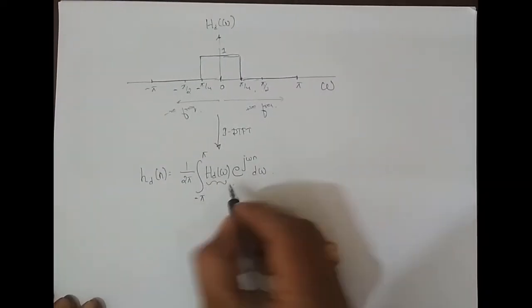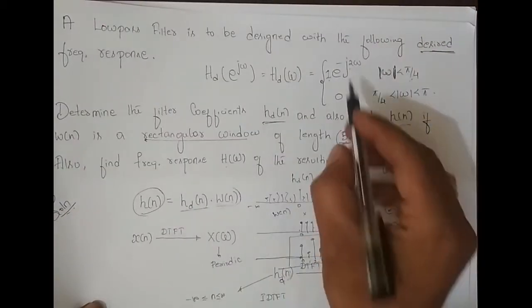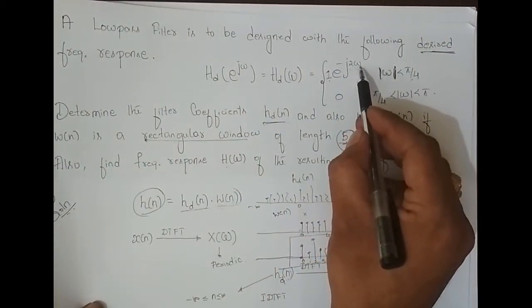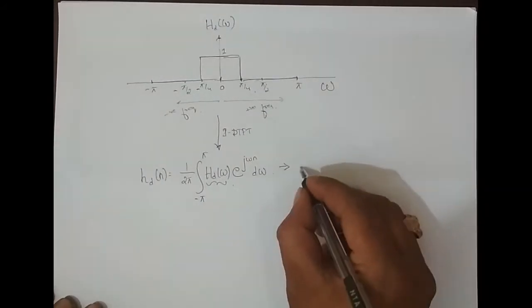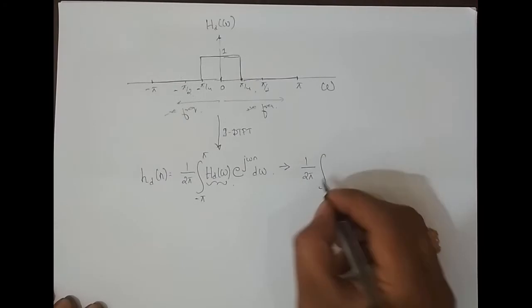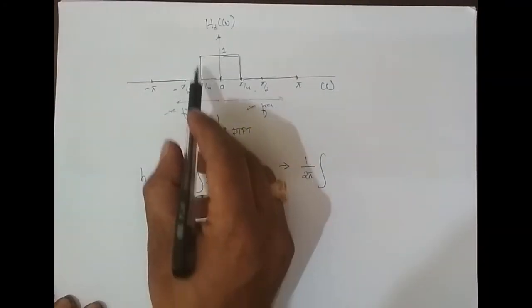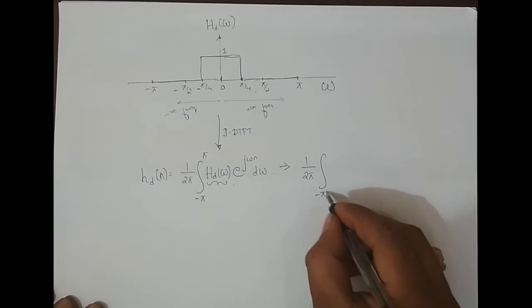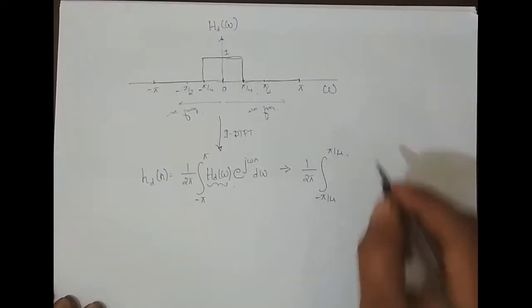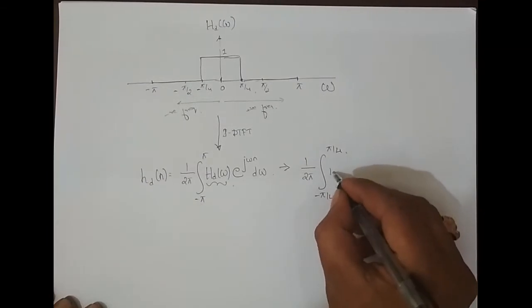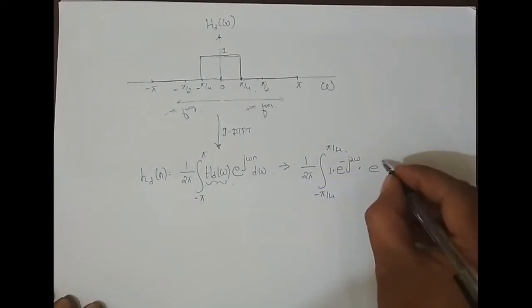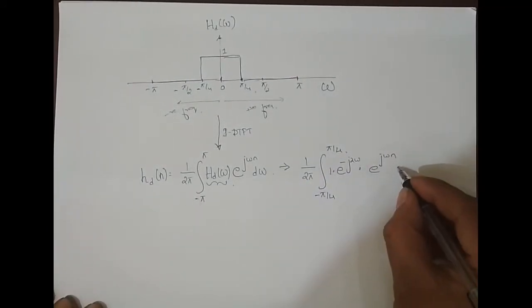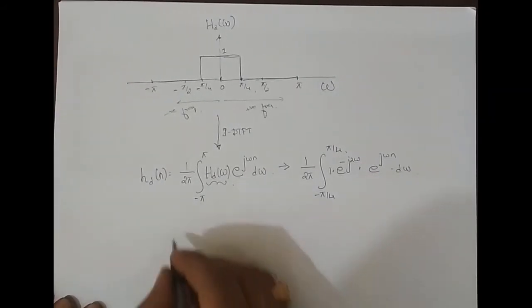But what is Hd of omega? Hd of omega is e power minus j 2 omega, right? From where to where? From minus pi by 4 to pi by 4. So let me just plug that condition here. What do we get? Let me write it here. 1 by 2 pi, integrating from minus pi to pi, but this exists only from minus pi by 4 to pi by 4. And what is Hd of n? It is 1 times e power minus j 2 omega into this term e power j omega n d omega, right?